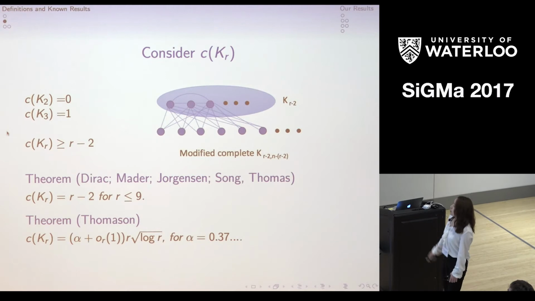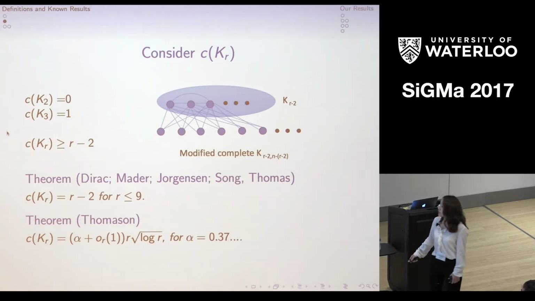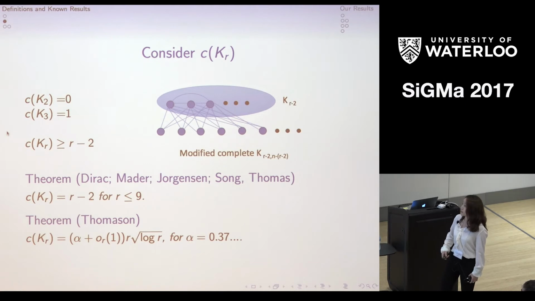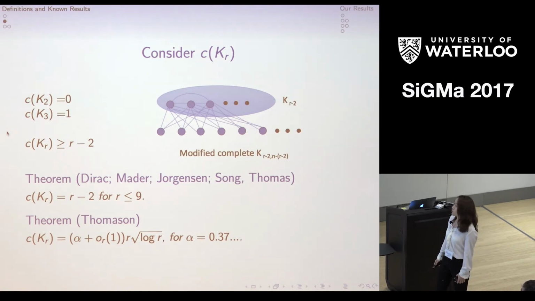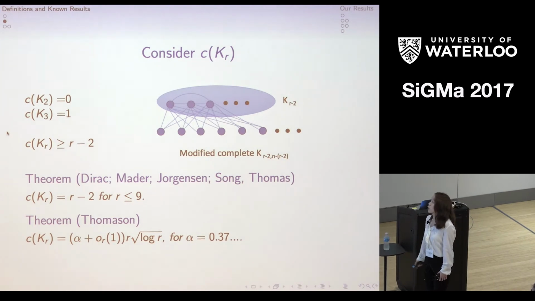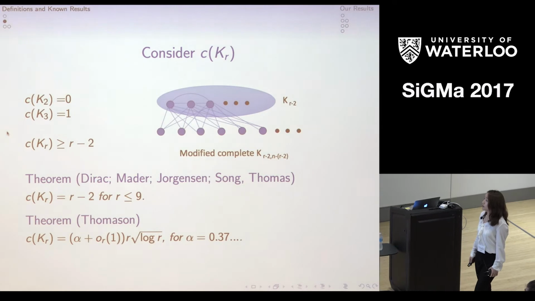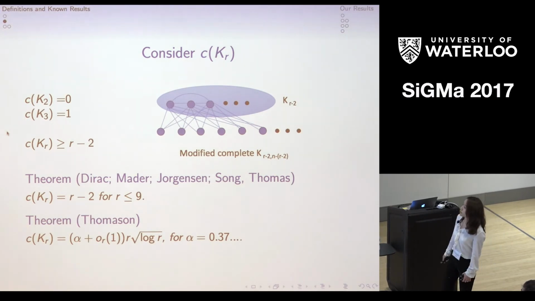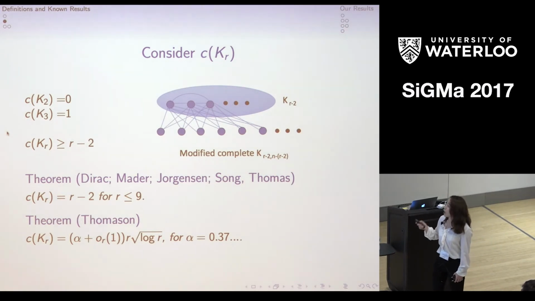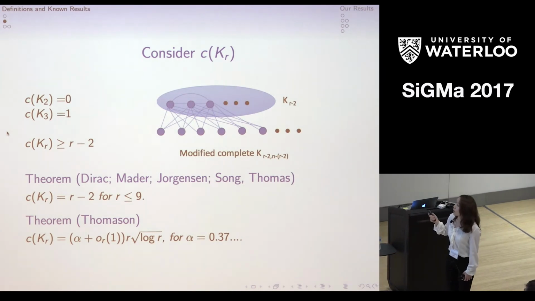Wolfgang Mader, Leif Jorgensen, Zixia Song, and Robin Thomas proved that c of K_t is exactly t minus 2 for t smaller than or equal to 9. And Andrew Thomason proved that when t is large, it is quite different, and it is something with t square root of log t. So I'll use the same construction to show a natural lower bound, but for a general H.